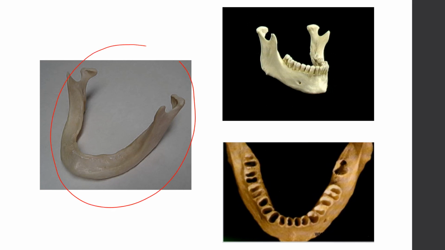In this specimen, all the teeth have been lost before death. This is called an edentulous mandible. In this specimen, the teeth have been preserved, and in this specimen, the teeth are lost after death.